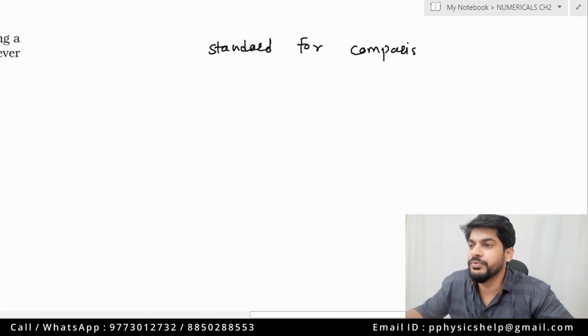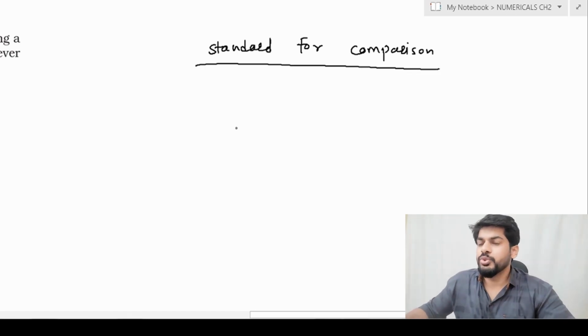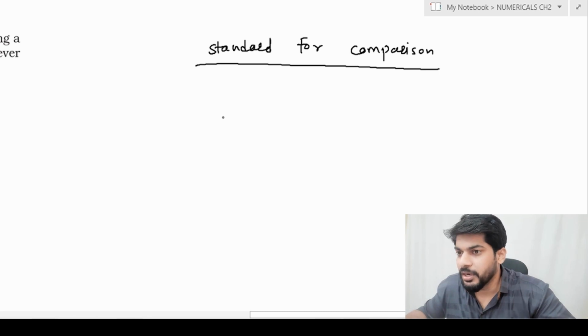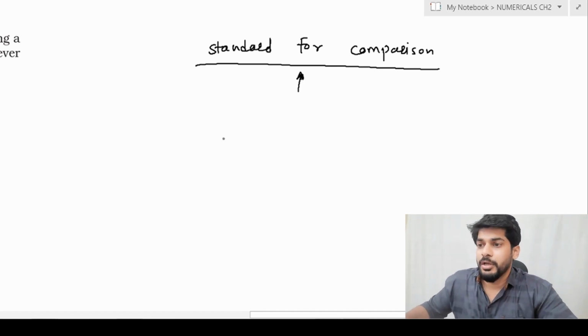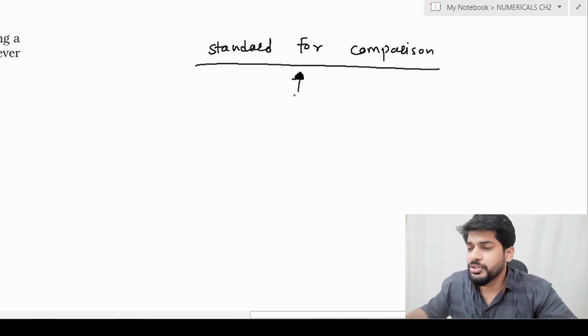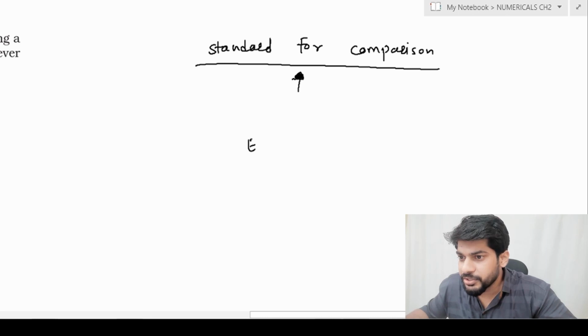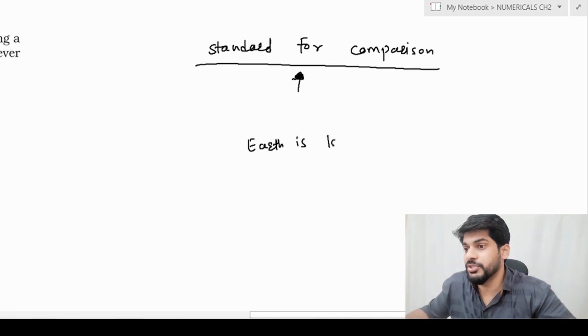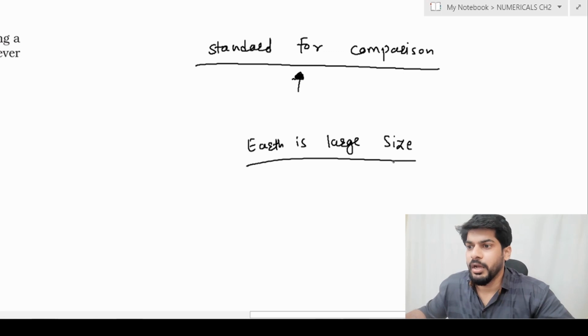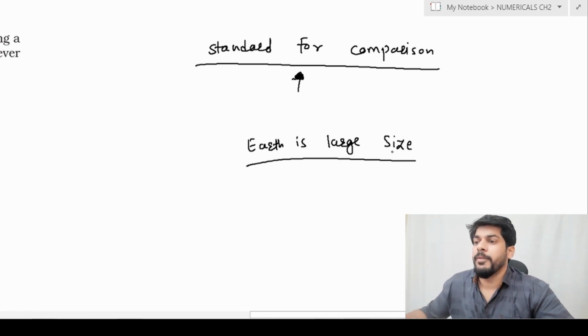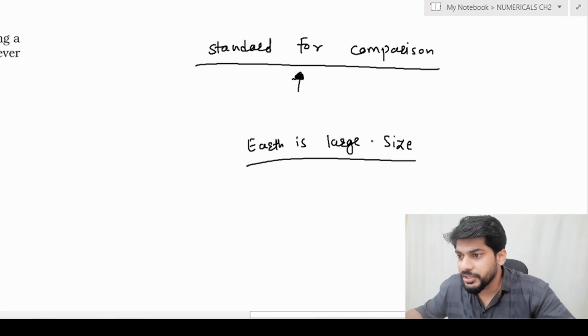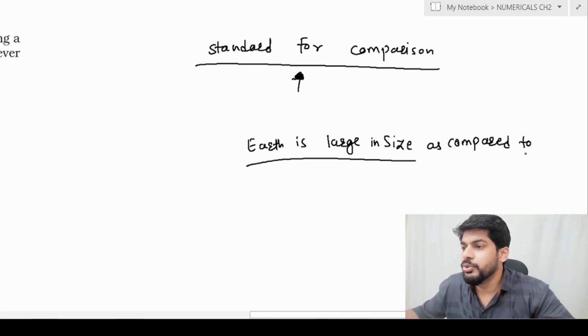Like for example, you can't say something is small, you can't say something is big unless and until you define a standard for comparison. For example, I cannot directly say that Earth is large in size. I can say that Earth is large in size as compared to a normal human body or normal human being.